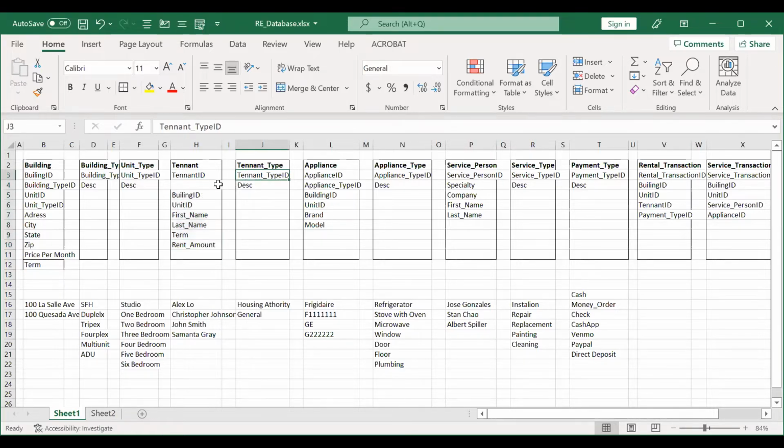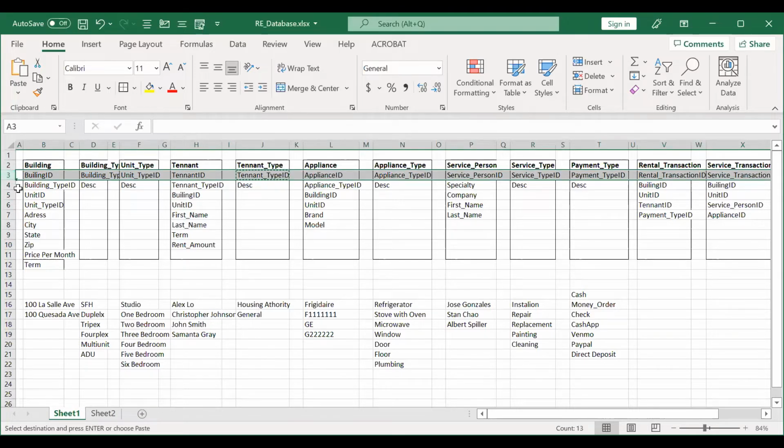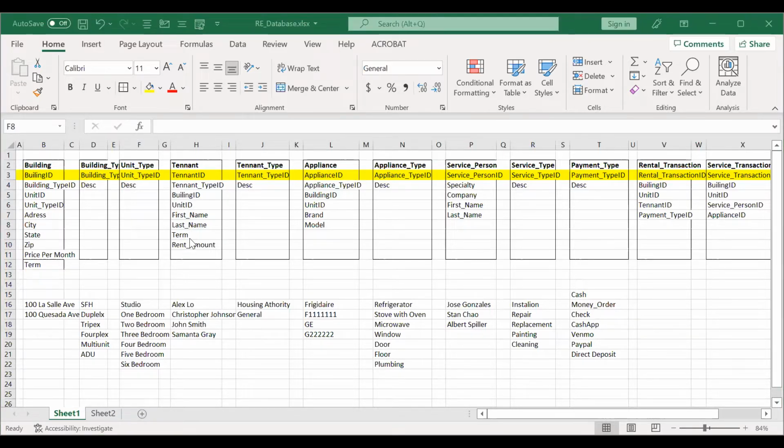So anyway, what we're doing right now, we are adding foreign keys. So the first, all of these are primary keys. Let's make them yellow, because primary keys are yellow and foreign keys, let's make them another color. So tenants also have first name, last name. Oh, I put term in here. I didn't put term in. Okay, so I thought of term.